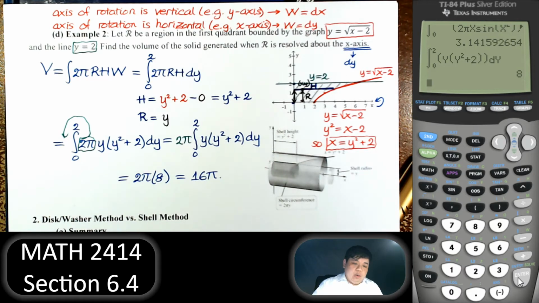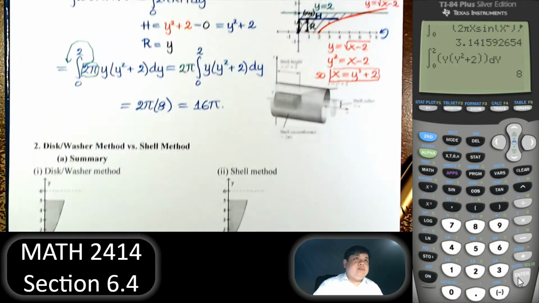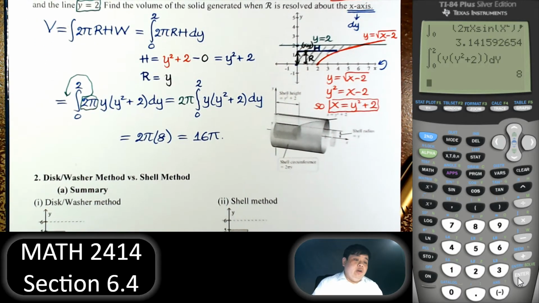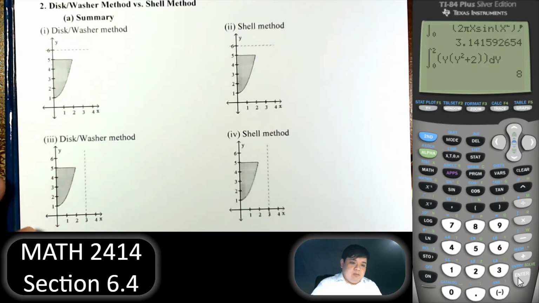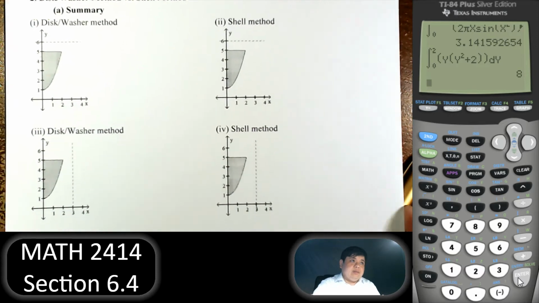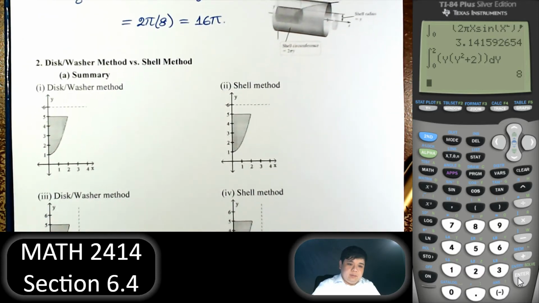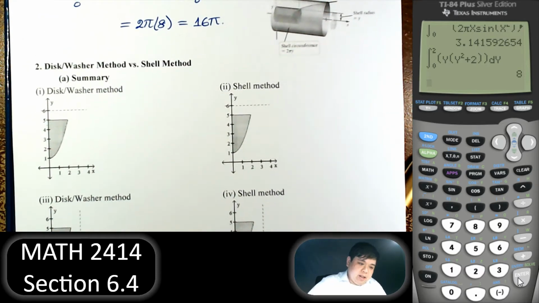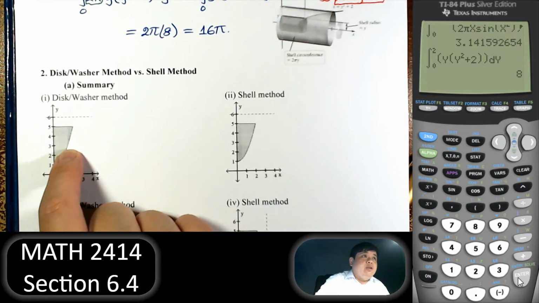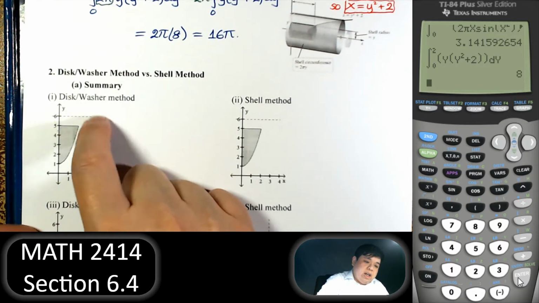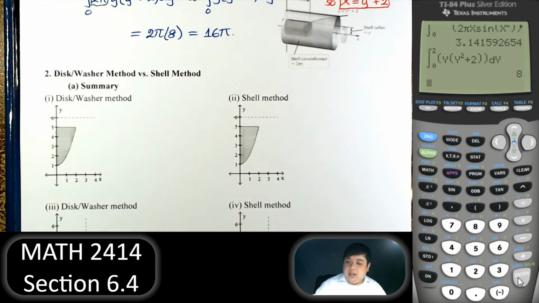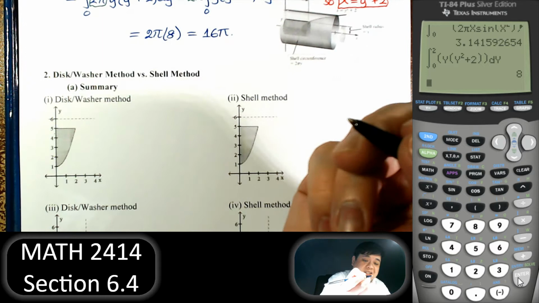Right now we go to a summary here. This is the summary for the washer method and then the shell method. Let's say we are trying to find the volume of this region rotating about the axis of rotation, which is 6 here.